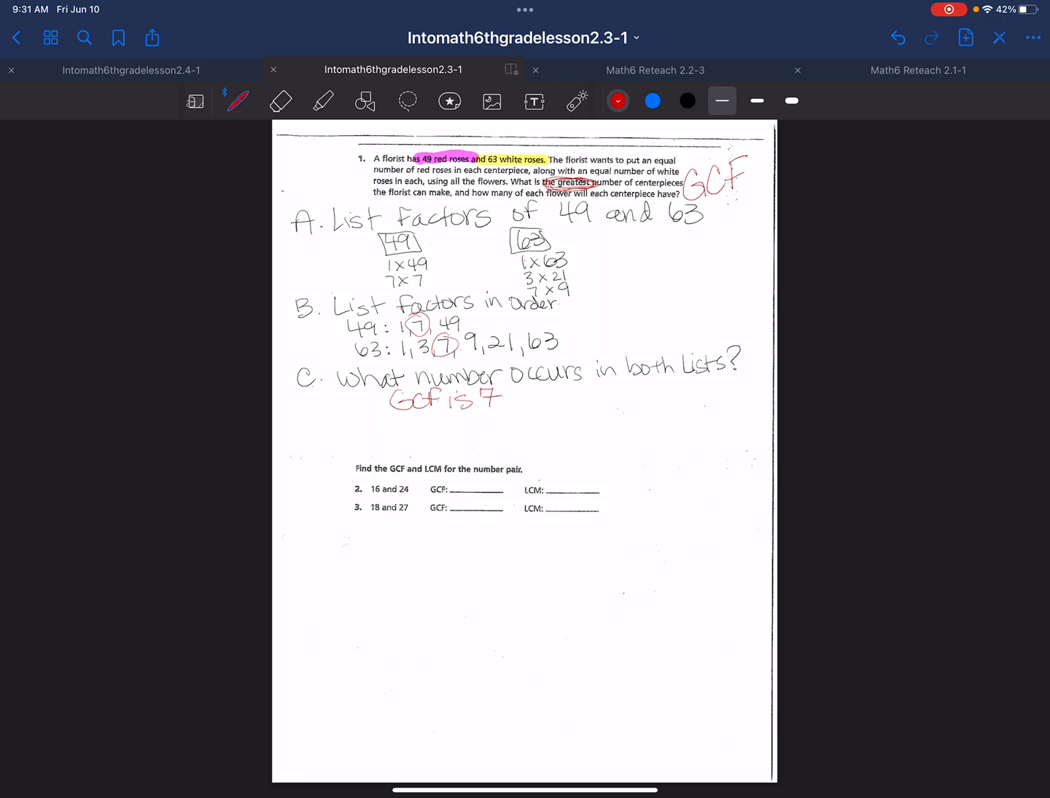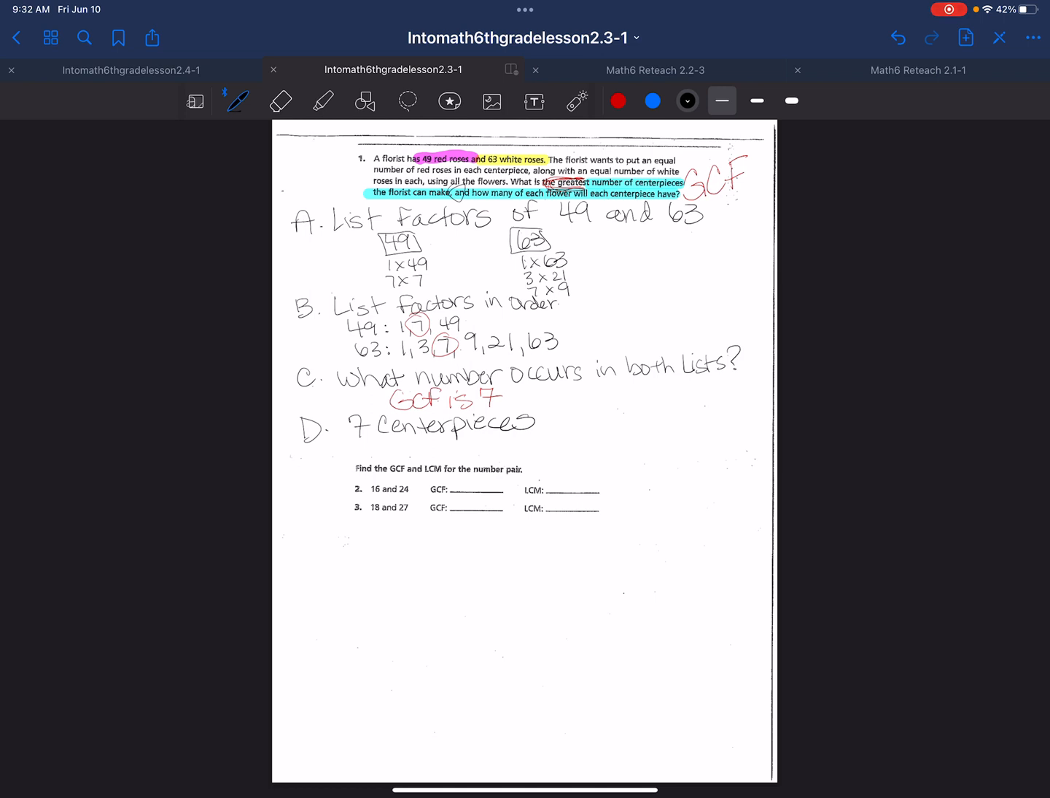But then I need to answer the question. So I have to go back and read the question in the word problem. So I make sure that I get this problem right, because it's asking me 2 questions. It's asking me, what's the greater number of centerpieces and how many of each flower will it have? So I know that for D, I need to know it will have 7 centerpieces is what I can make.